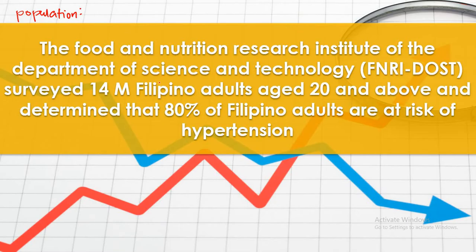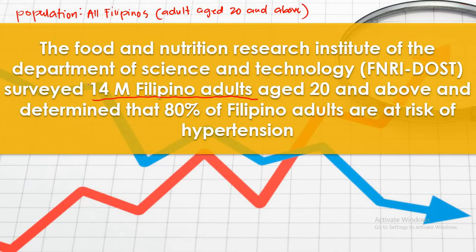It says here that they surveyed 14 million Filipinos. This 14 million Filipinos is our sample, taken from the whole population of all Filipino adults. So basically, when we talk about population, we are generalizing. So the population would be all Filipinos that are adult. If we want to make it more specific, adult age 20 and above. If we talk about the sample, it's explicitly shown. So the sample is 14 million Filipinos.